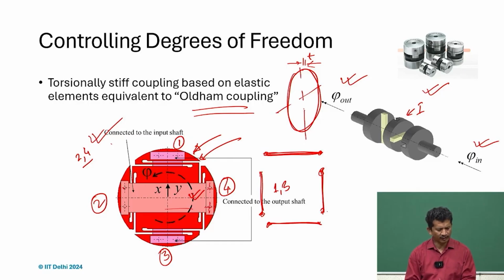So again, a very good example, and what it says is a torsionally stiff coupling based on elastic elements, equivalent to the Oldham coupling. What we realize is that even a thin disc, if we cut in this fashion and attach to the two ends, any kind of motion between the two shafts, the misalignments, offset, all can be addressed with that very simple disc with that kind of features. And since there is no sliding friction involved, the lubrication, wear and tear, there is no question.